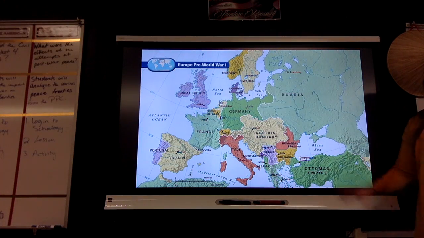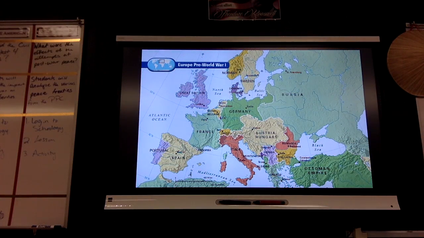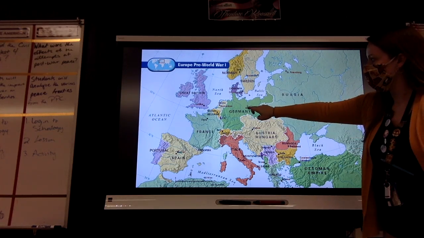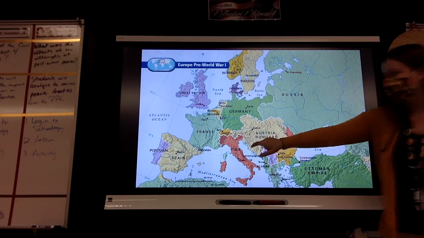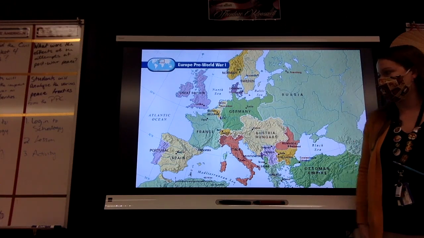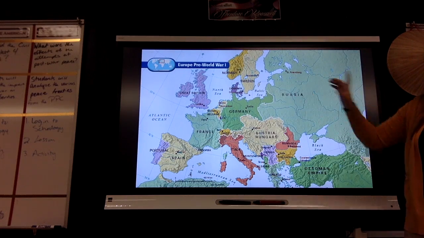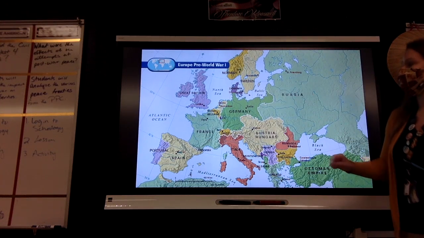Actually, hold on, before we get to there. This is the map of Europe before World War I. You can see here the Triple Alliance, which is Germany, Austria-Hungary, and Italy. So they're allied together. Then Britain, France, and Russia. Other countries I want to point out because they're important for World War I.